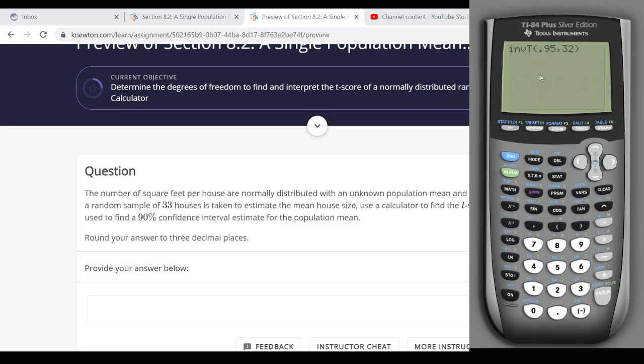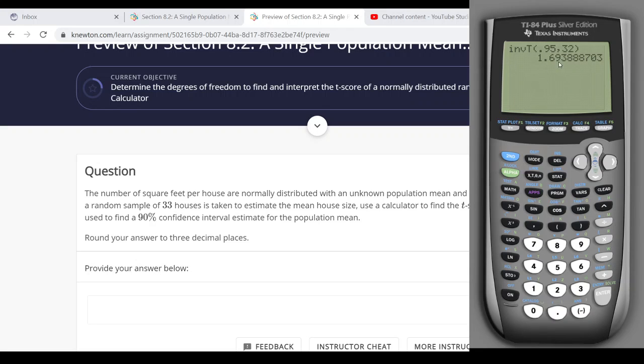And if you have an older calculator, this is what you'll have to enter: the area to the left of your t-score, comma, and then the degrees of freedom. And there you go. Here's the t-score that would be necessary to determine the margin of error for my confidence interval, right? If I remember, the margin of error was this t-score times s over the square root of n, the sample standard deviation divided by the square root of the sample size. But this is how many standard deviations above the mean and how many standard deviations below the mean those lower and upper values of the confidence interval are.